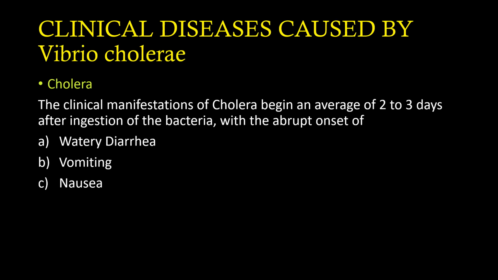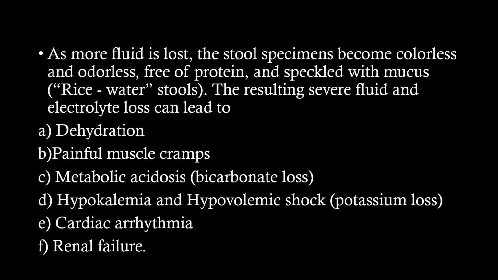Clinical diseases caused by Vibrio cholerae include cholera and gastroenteritis. The clinical manifestations of cholera begin an average of 2 to 3 days after ingestion of bacteria, with an abrupt onset of watery diarrhea, vomiting and nausea. As more fluid is lost, the stool becomes colorless, odorless, free of proteins and speckled with mucus, known as rice water stools. The resulting severe fluid and electrolyte loss can lead to dehydration, painful muscle cramps, metabolic acidosis, hypokalemia, hypovolemic shock, cardiac arrhythmia and renal failure.